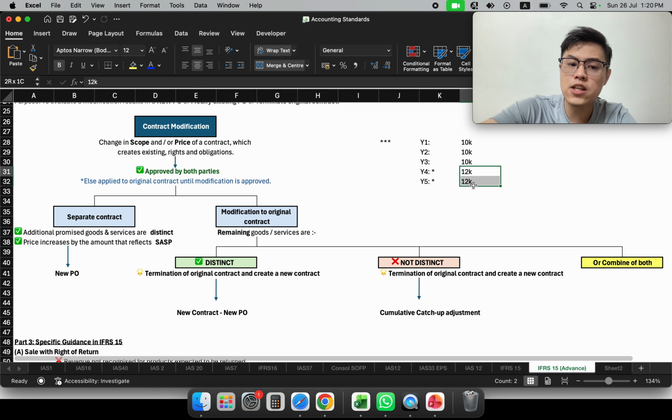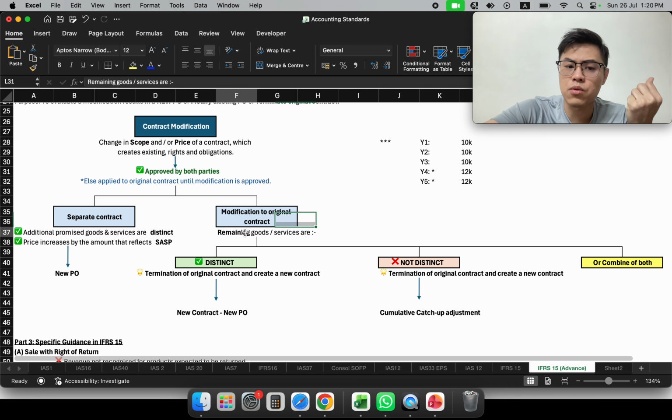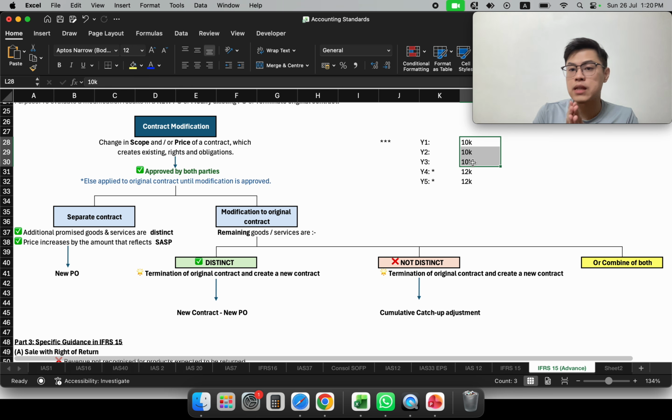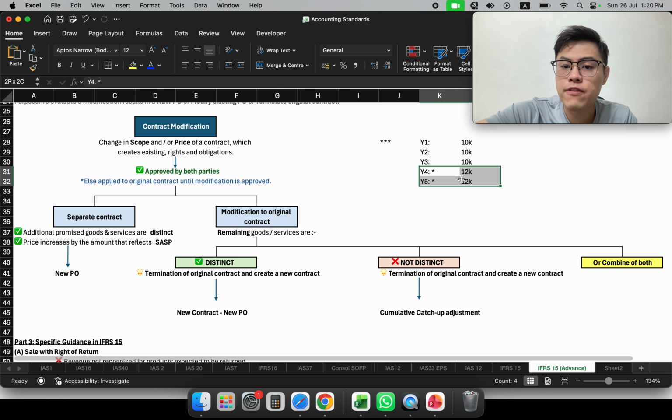So such modifications are creating a distinct PO that doesn't relate to the remaining goods and services, meaning the remaining goods and services are distinct, or they are related to the remaining. So it's quite clear cut that year 3 is the existing, maybe you just clean zone A. But for years 4 and 5, you need to clean zone A and zone B. So these years 4 and 5 can seem like a new contract.